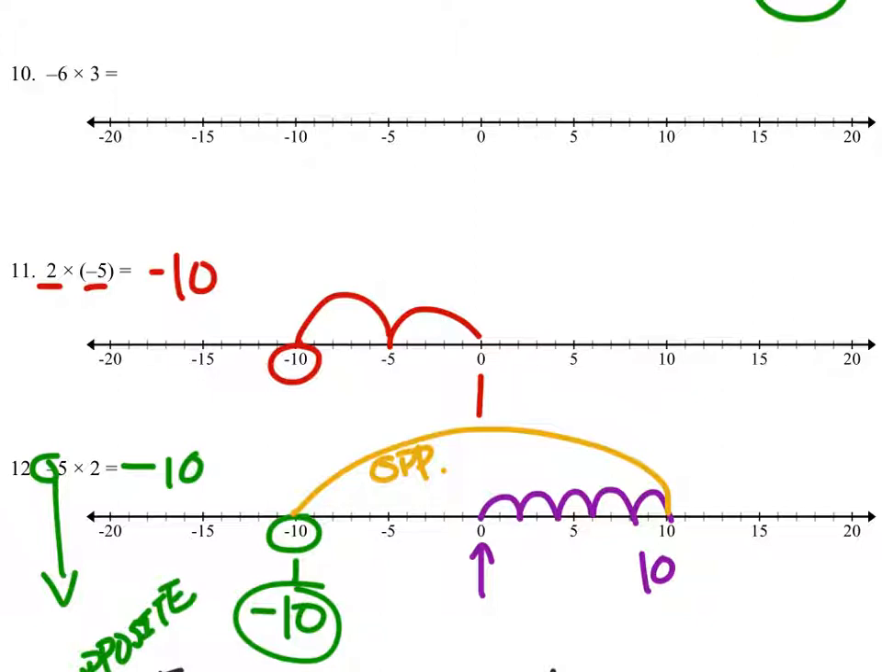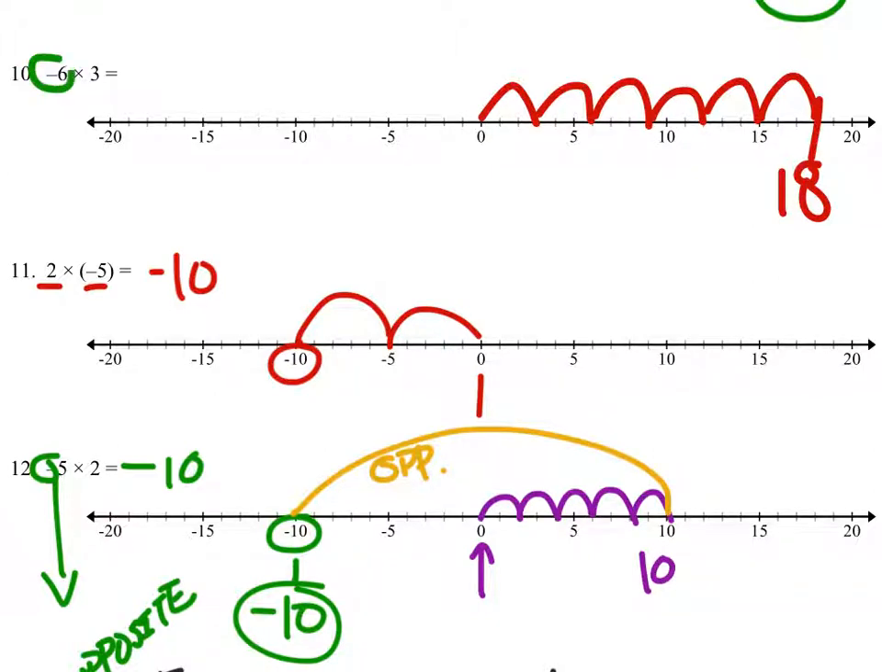Number 10 here is the opposite of 6 groups of 3. So let's give ourselves 6 groups of 3, then we'll find the opposite of these. So 6 groups of 3, which takes us to 18, but once again, we need the opposite of that, which would be -18, right here. Bam, nailed it. So again, for these few, we'll just use the number line on this. We don't necessarily need to write down what they mean.